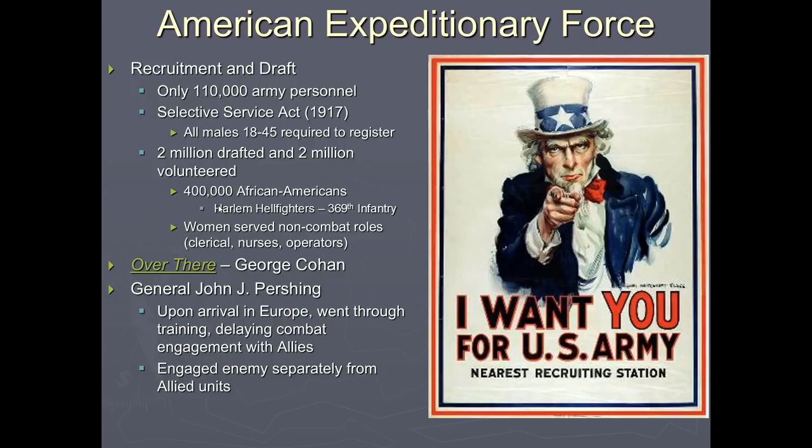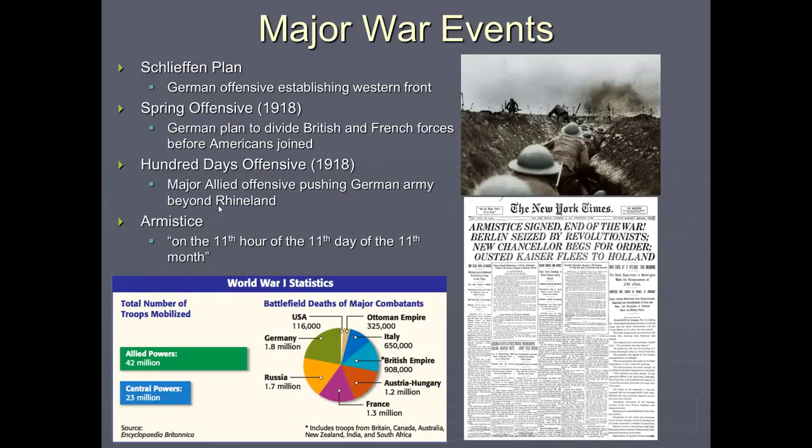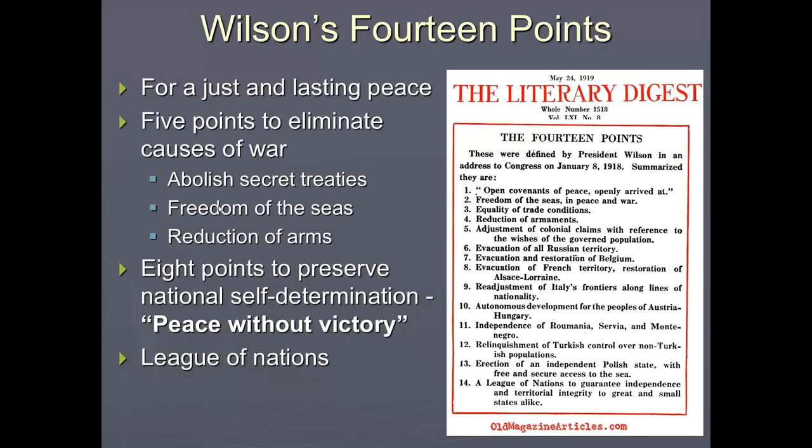Let's see what else. Just some major war events. You don't need to know any of this for the test. This is more for world history.